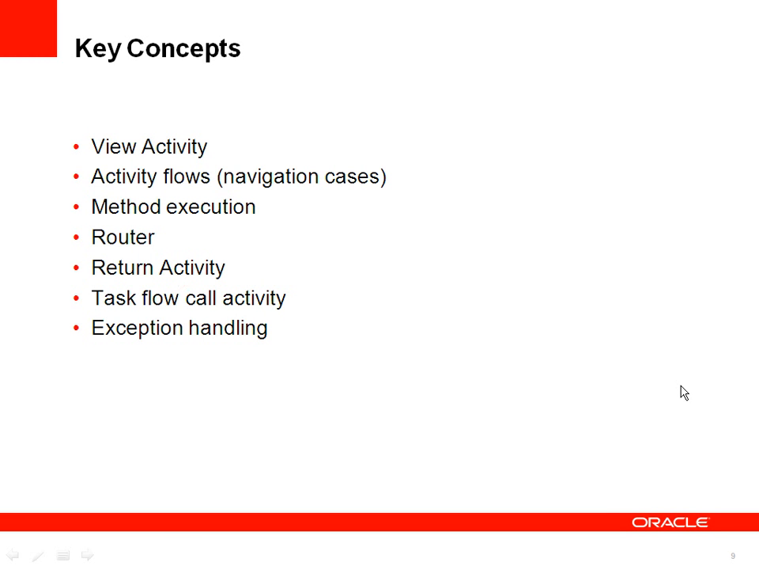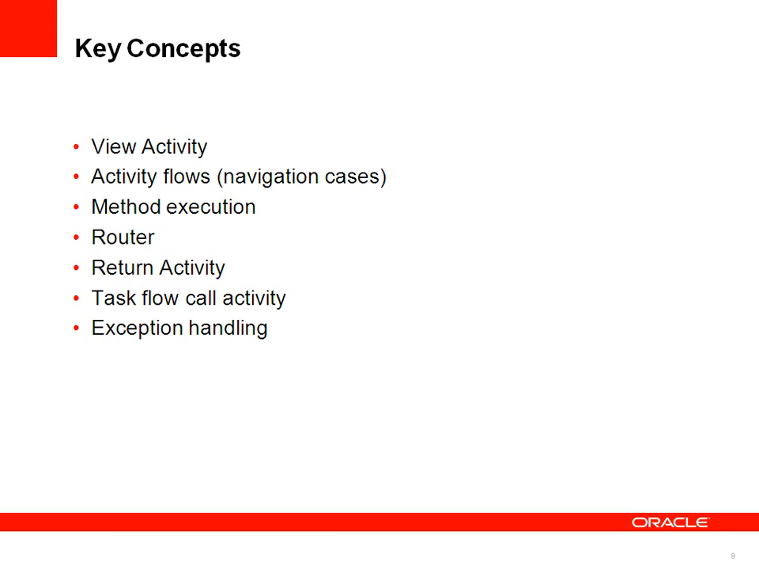The key concepts of ADF task flow are the view activity to display the user interface, the pages and page fragments; activity flows, which are the equivalent to navigation flows in JavaServer Faces; method execution to execute Java or binding methods; the router, which is kind of an if-else statement that helps you decide which path within the navigation tree you want to continue with. The return activity sits at the end of every bounded task flow to either commit or roll back the transaction, and to determine how in the calling application the process continues.